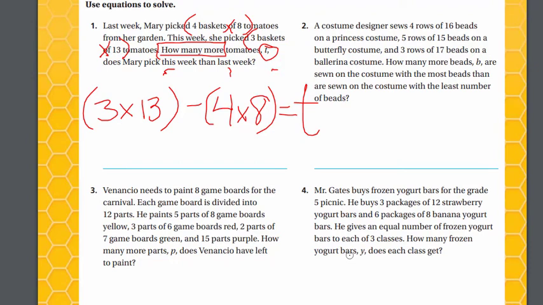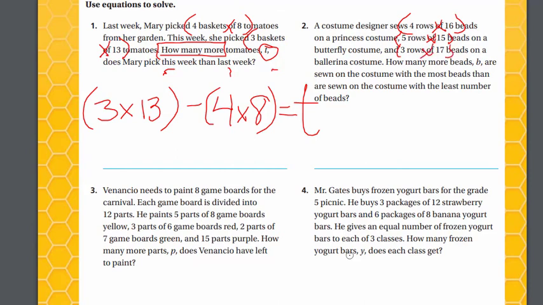So let's look at this one here. I remember this one from last year. It was a mess. This one says a costume designer sews 4 rows of 16 beads. If you see a row situation, what are you thinking? Multiply. Good. So I got 4 rows of 16 on a princess costume, 5 rows of 15 beads on a butterfly costume, and 3 rows of 17 beads on a ballerina costume. I'm already out of breath. This is a rambly one. Okay, so I'm already bracketing or putting parentheses around these and multiplying.